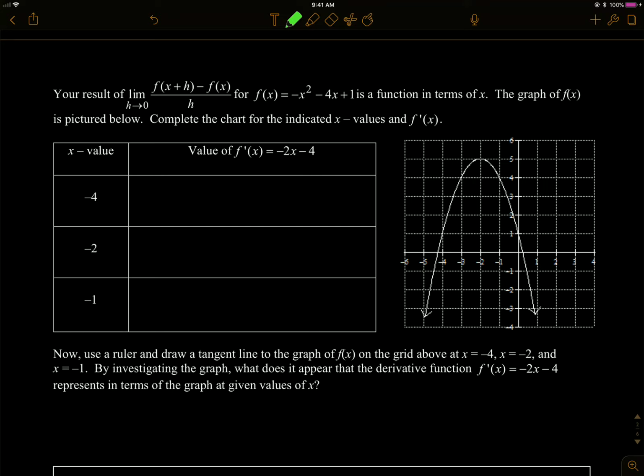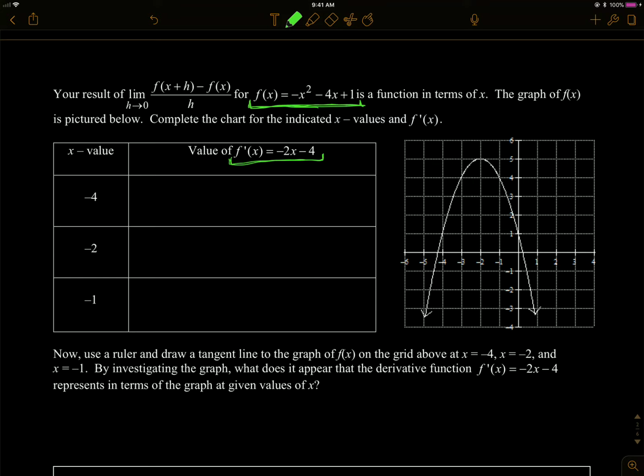All right, so we're still working with the same function here now for the rest of this page, okay? It says the graph is pictured below. So there's our graph. Complete the chart for the indicated x values and f prime of x. So it's reminding us that if our function up here is this guy, our derivative that we got was this through that limit process, okay? So what they want us to do here is what? Find the value of f prime of x. So we're going to plug -4 into the derivative. That's what we were just sort of doing, and find out what that tells us.